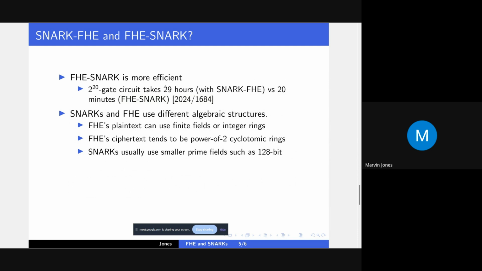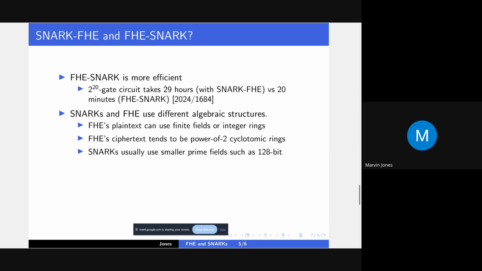Specifically, FHE uses two different ones, one for plain text, one for ciphertext. For the plain text you could use finite fields or integer rings. Finite fields are what snarks work on. FHE ciphertext usually is this weird cyclotomic ring, which is a polynomial ring modded out by a prime number, usually, I don't know why it's a prime number, it's power 2, I think. I'm now second guessing myself, so I'll move on from that. But it's a weird structure comparatively.